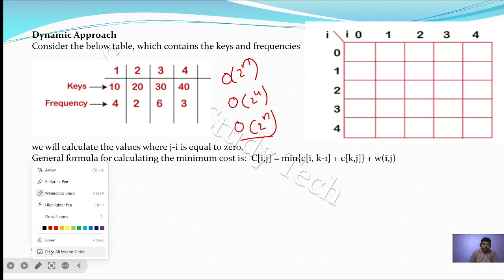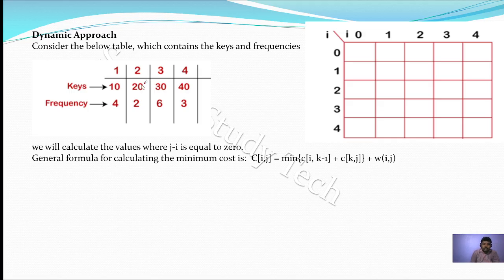Now we can see how to solve this problem. Step 1: we will calculate the values where j minus i is equal to 0. Here the row indicates i and the column indicates j. So first, j minus i is equal to 0.